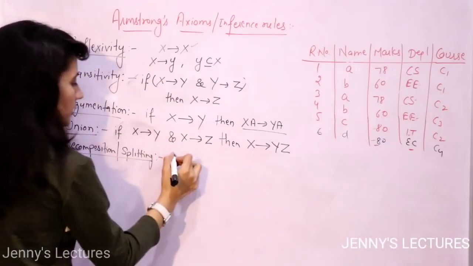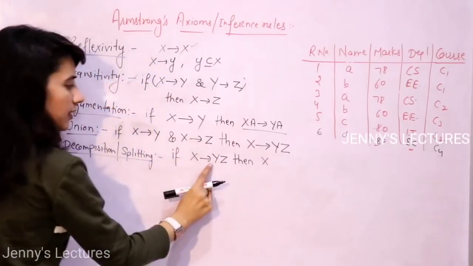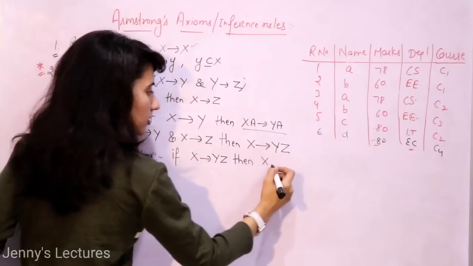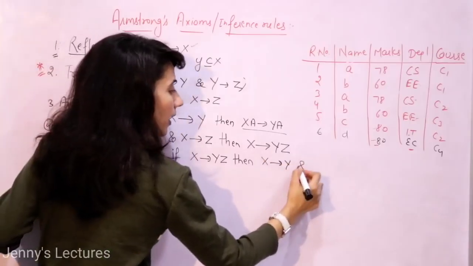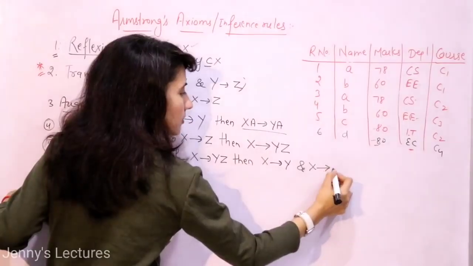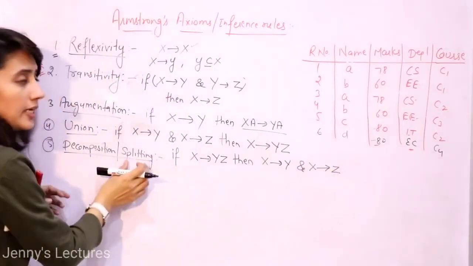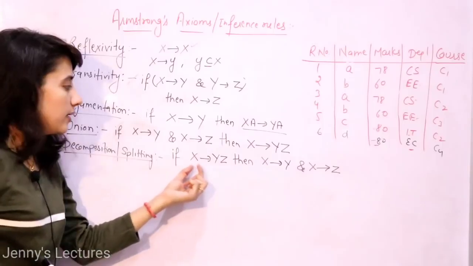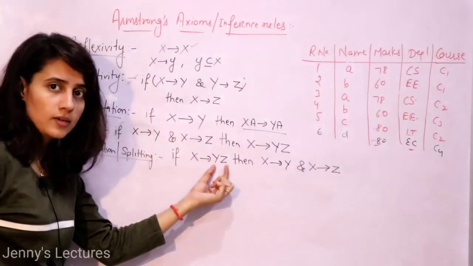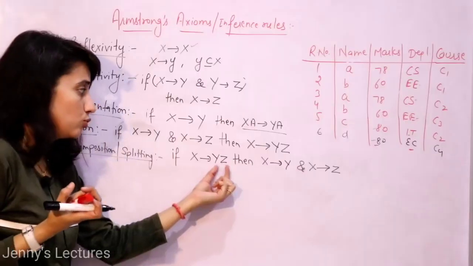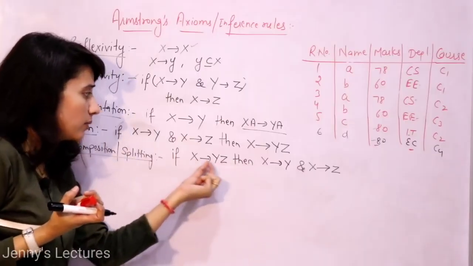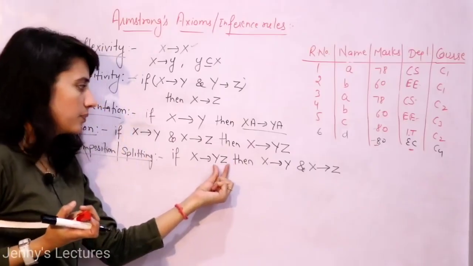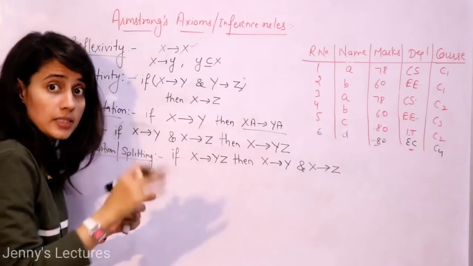Next is the decomposition or splitting property. Now what is this property? See, if x determines y, z, then you can write x determines y and x determines z. Splitting, or you can say decomposing. You are splitting this yz. X determines yz is one complete unit, so now you can write x determines y and x determines z. You have split this dependent.